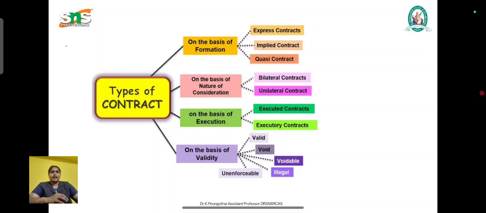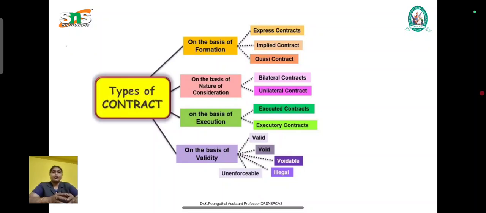The next thing is types of contracts based on formation. The first one was on the basis of validity. Now we are going to see the basis of formation. The first is express contract, implied contract and quasi contract. An express contract is a contract where terms are clearly stated in words, oral or written. Example, signing a rental agreement. Features: clear terms, easy to understand. So this is known as an express contract.